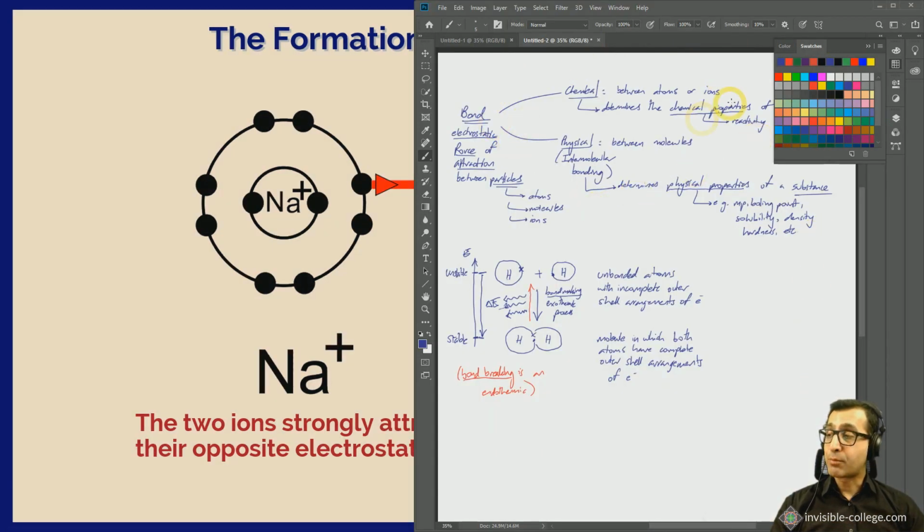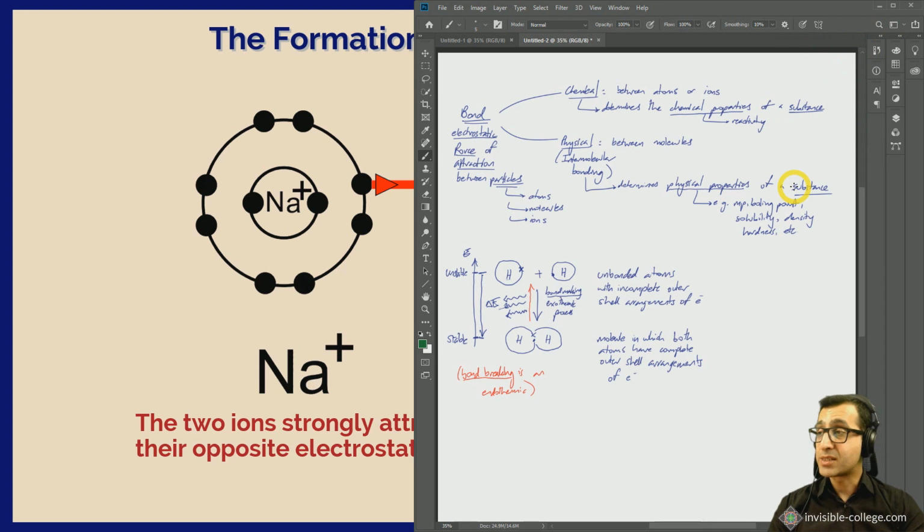So here we can elaborate a little bit on what we've already said about chemical bonding. There are 3 main types of chemical bonding. So chemical bonding, we can say, exists in 3 types. We've just taken a look at ionic bonding, and ionic bonding occurs when a metal reacts with a non-metal.